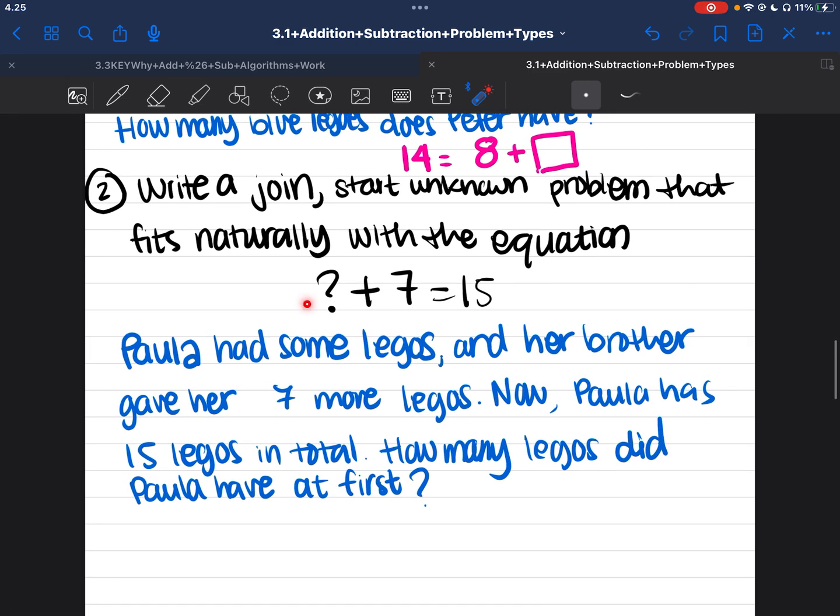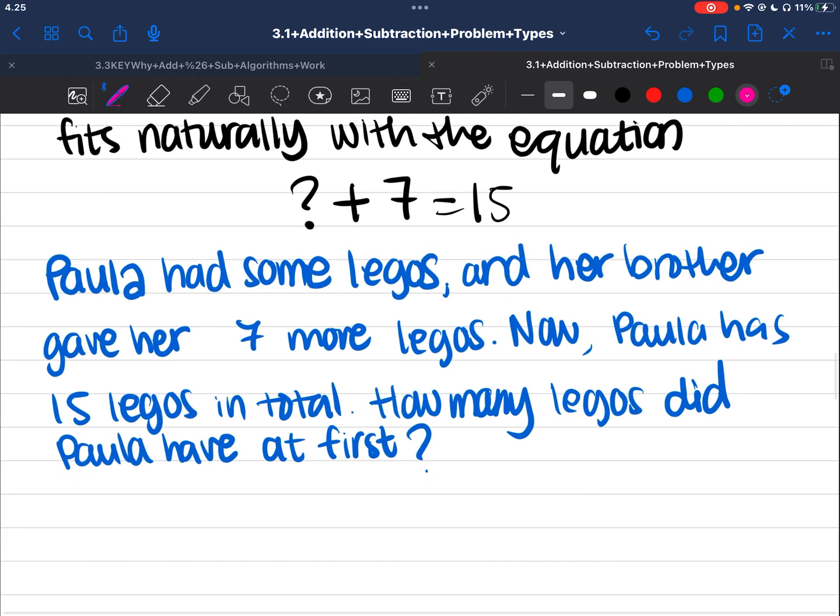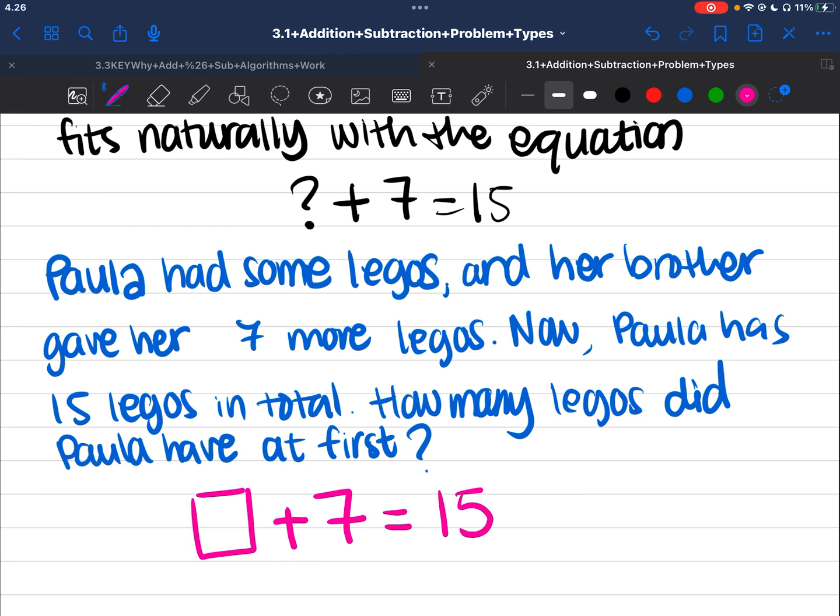So yeah, again, pretend that I didn't have this number sentence. Let's just read this problem here. Paula had some Legos. So anytime you hear that ambiguous, like it's not specific, draw a box. Something that we don't know, right? Start unknown. We don't know what she started with. And then her brother gave her 7 more Legos. Gave her 7 more. That's an addition, plus 7, right? Now Paula has 15 Legos in total, so we know the result. So by this, we know it's a join problem and it's a start unknown problem.